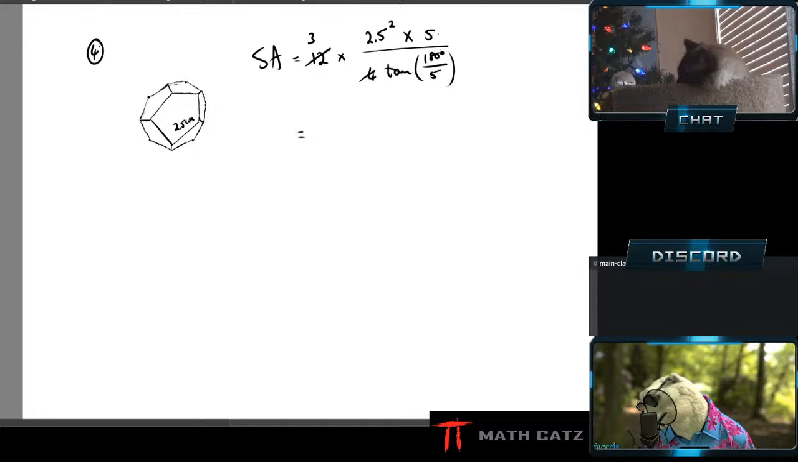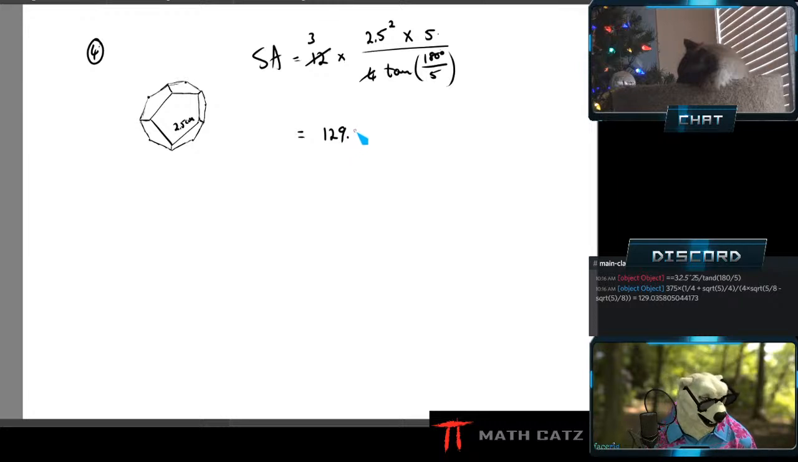Let's use the calculator to see. 2.5 squared times 5 divided by 10, in degrees, 180 divided by 5. Biggest one we have yet. 129.0358, still square centimeters. It's a little more rounded, so it has more surface area.